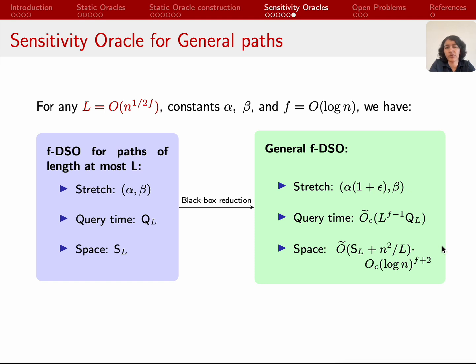So these are two black box reductions that help us to obtain DSOs which have a very small stretch, very small query time, but a higher space bound which is still subquadratic in n.